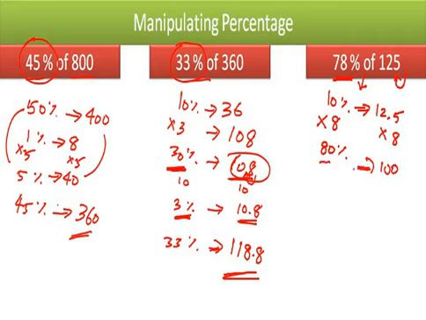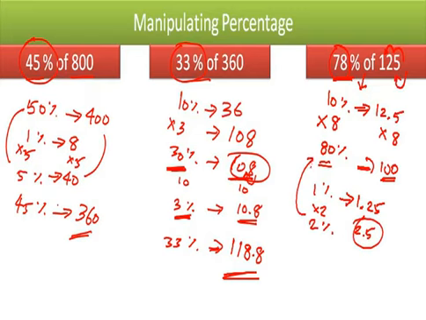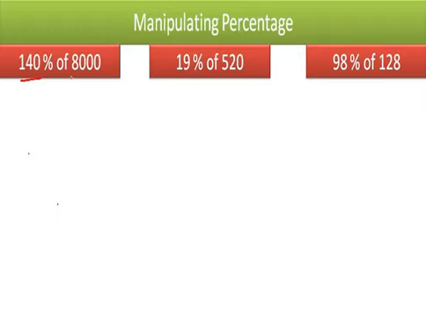So if 80% is 100, how to find out 78%? We also know 1% of 125 is going to be shifting 2 points to the left, we'll get 1.25. So what is 2% then? It's going to be 2.5. So now subtracting 2% from 80% would give us 78%, right? So what is 100 minus 2.5? 97.5. That's it.